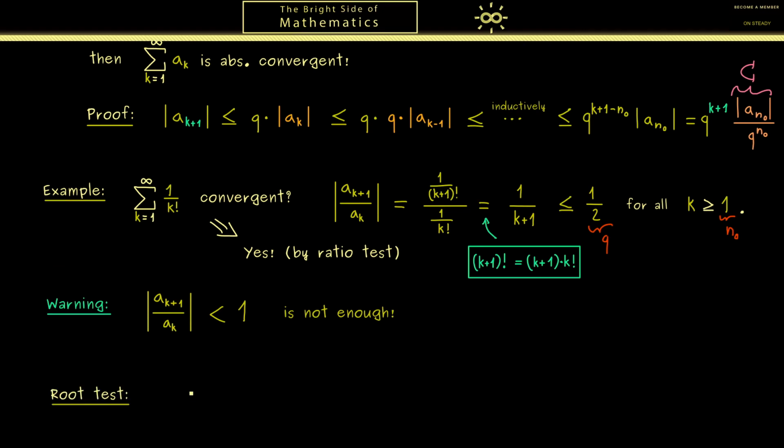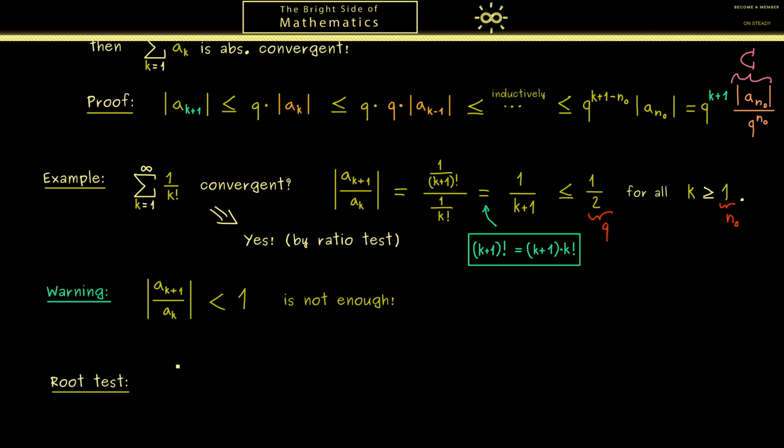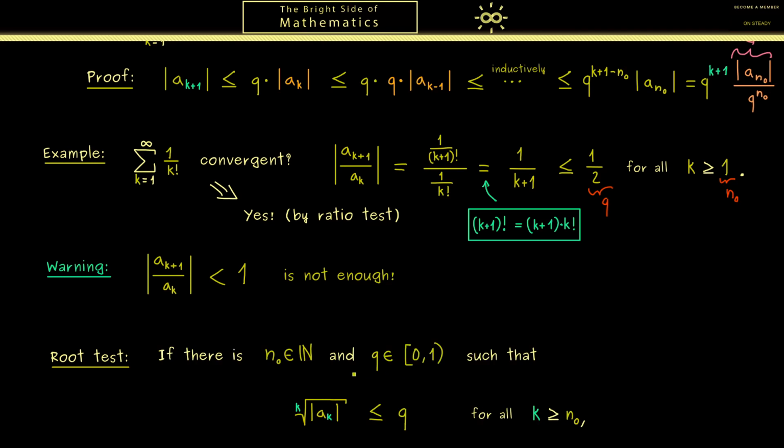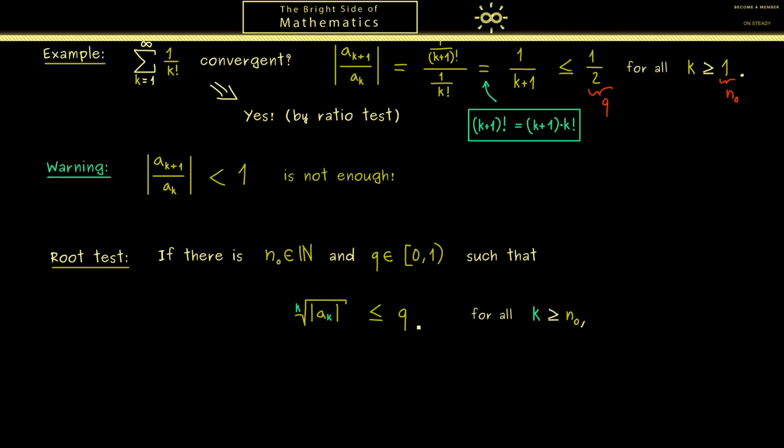As the name suggests, here we don't look at the ratio as before, but at a root. More concretely, we will look at the kth root of a_k in the absolute value. And as before, this should be less or equal than a given q. And the overall assumptions for q are of course the same as before. And then we can conclude that the series is absolutely convergent. Here you see, unlike the ratio test, the root test does not need that a_k is non-zero. In this sense, we have fewer assumptions here.